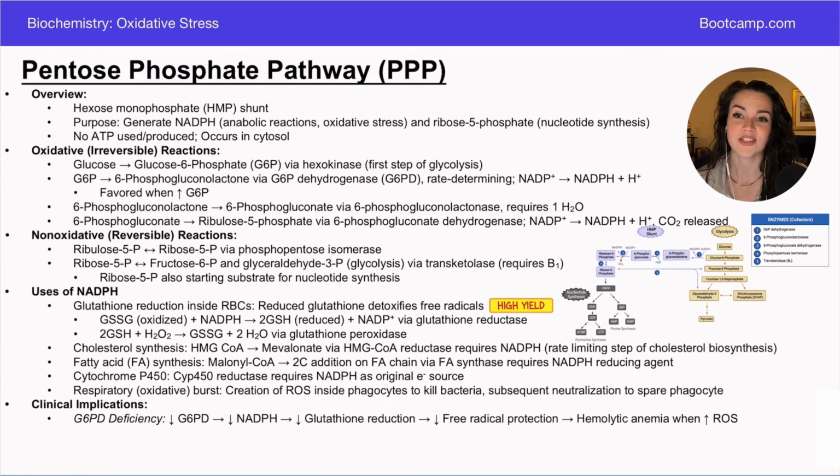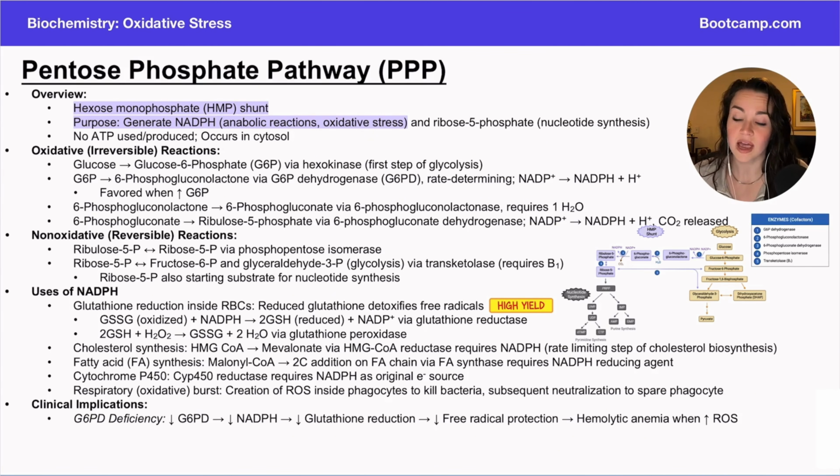Let's get started with our lesson on the pentose phosphate pathway. This is also known as the HMP shunt or the hexose monophosphate shunt. And the point of this pathway is going to be to generate NADPH. We've talked about NADPH a couple of times in previous chapters, but basically this is really important in anabolic reactions as well as in oxidative stress. It is a supply of reducing equivalents in steroid synthesis and fatty acid synthesis. It's also used in reducing glutathione and the oxidative burst and overall management of reactive oxygen species.